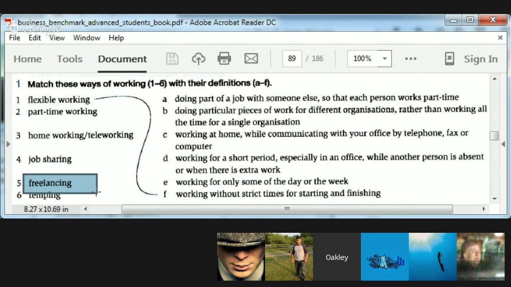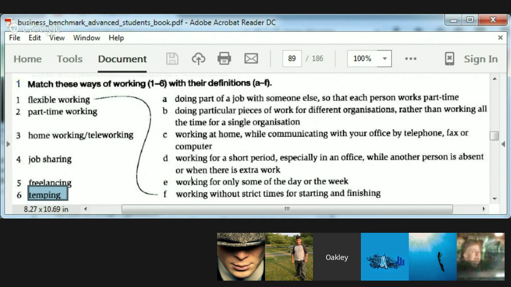Okay, we've already looked at this next one, Ken, the next two actually. Freelance. It's a freelance worker. They don't belong to the company. Or they do and they don't. Sometimes they have a contract with a specific company. Doing particular pieces of work for different organizations rather than working all the time for a single organization. Right. I think you were late, so I let you do that one.